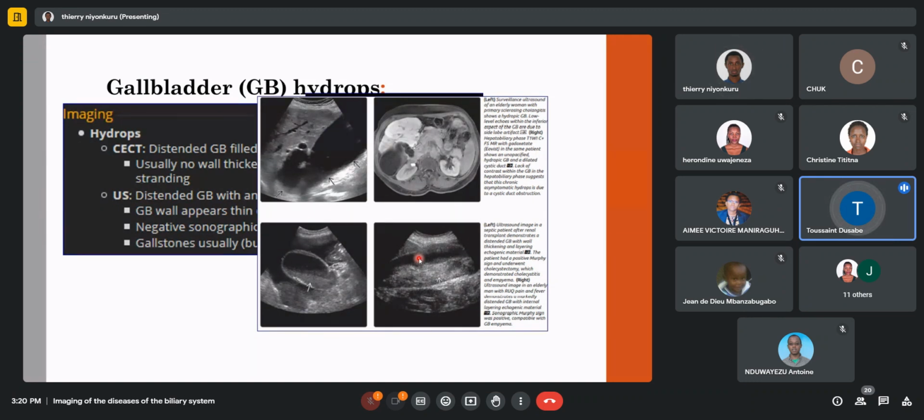Normally, beyond 9 centimeters in long axis, now you can start calling it hydrops. Short axis beyond 4. If it is beyond the 9, you're going to check it. Okay, let's go on.